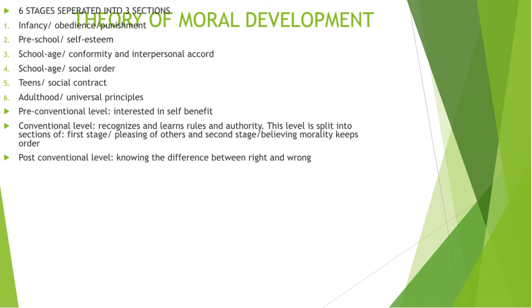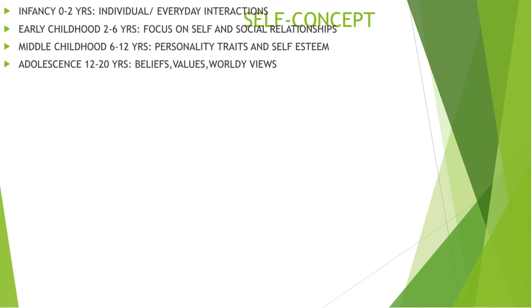Now let's move to the final concept, which is self-concept. There are 4 stages of self-concept. The first is infancy, 0 to 2 years. This is the understanding of everyday interactions. Self-awareness is measured by knowing themselves by name and knowing their gender, boy or girl. This usually occurs within 8 months of life.